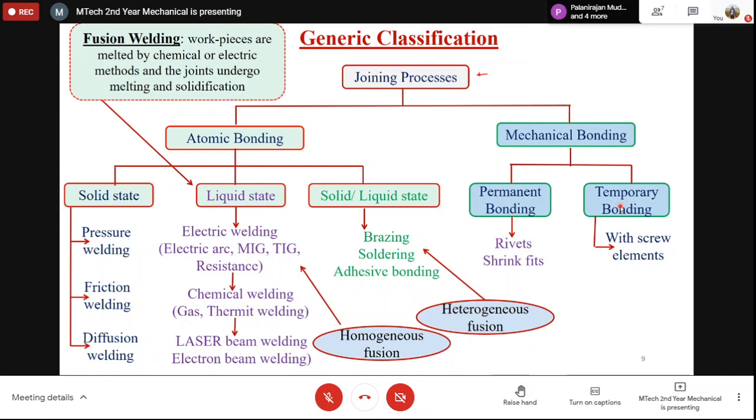Once the bond is there, if you want to separate two parts and, while separating them, you break the bonds, then the joining is said to be permanent. When a permanent joint is there and you want to separate the parts, you have to break the bond or break the joint. However, when temporary joining is there, you just have to open up the assembly. The parts will be separate. Then again, you can fit the two parts together and make the joint.